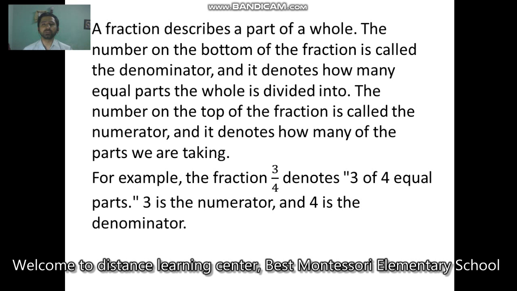a is called the numerator and b is called the denominator. The top part of the fraction is called the numerator, and the bottom part is called the denominator. Now if we take an example, 3 upon 4, it means 3 out of 4. If it is divided into 4 equal parts, and we take 3 parts, it's 3 out of 4, 3 by 4. If we take 2 equal parts, 2 out of 4, 2 by 4. Here in this example, 3 by 4, 3 is the numerator and 4 is the denominator.